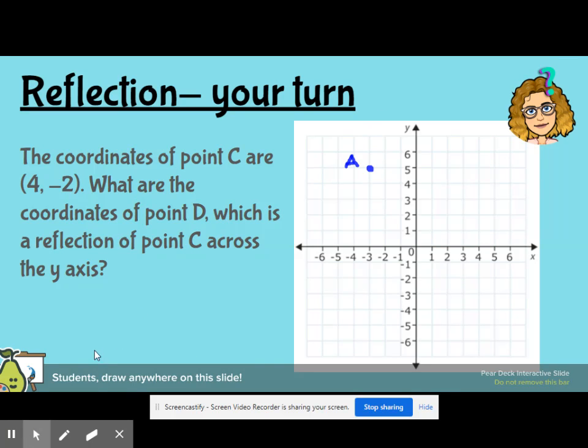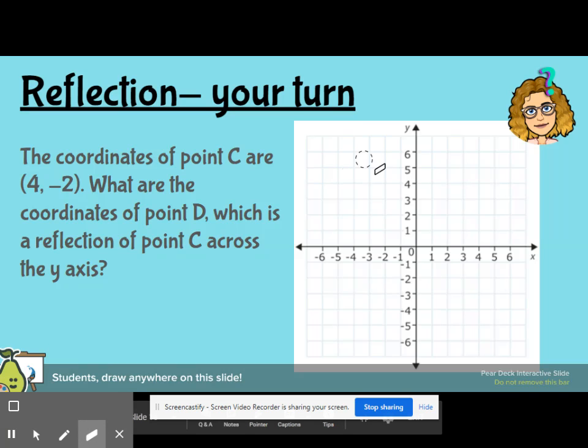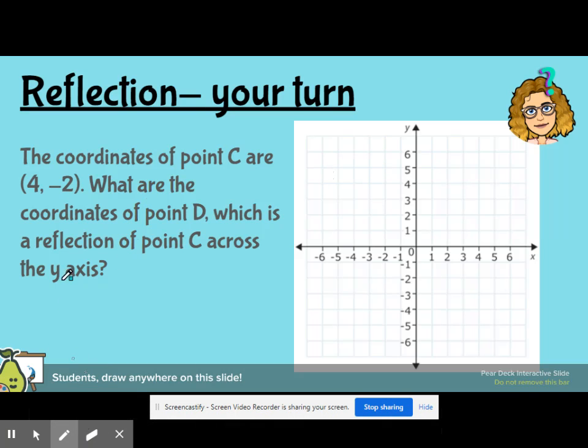Okay. Oops, I didn't erase that. That'll be confusing. It says the coordinates of point C are 4, -2. Oh, I said that backwards. Make sure you always have your numbers correct. That's point C. And it says, what are the coordinates of point D, which is a reflection across the y-axis? So you're reflecting across this line this time. You want to take this and flip it over here, but you have to find the exact location. So think, what will the coordinates be?